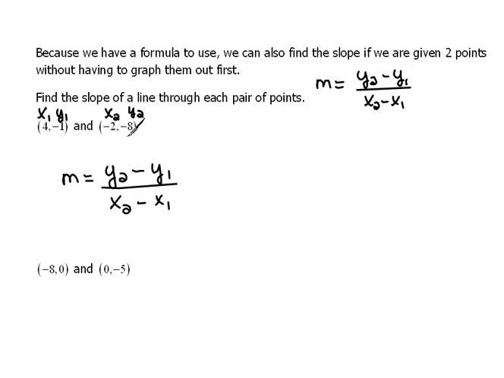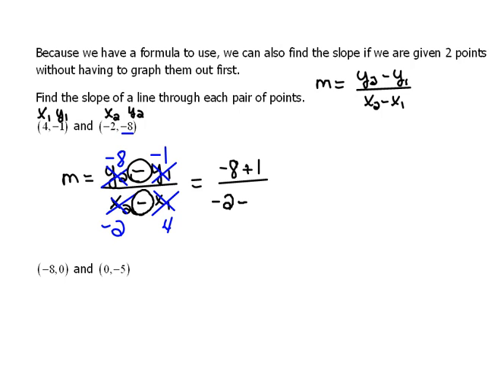Instead of y2, in this case that's a -8, so I'm going to replace that with -8. Instead of y1, my y1 is supposed to be a -1. For x2, they said is a -2. And instead of x1, I'm going to replace that with this 4. So now what I have is -8 minus, don't forget this minus here, minus a -1, which makes that technically a +1, over -2 minus a 4.